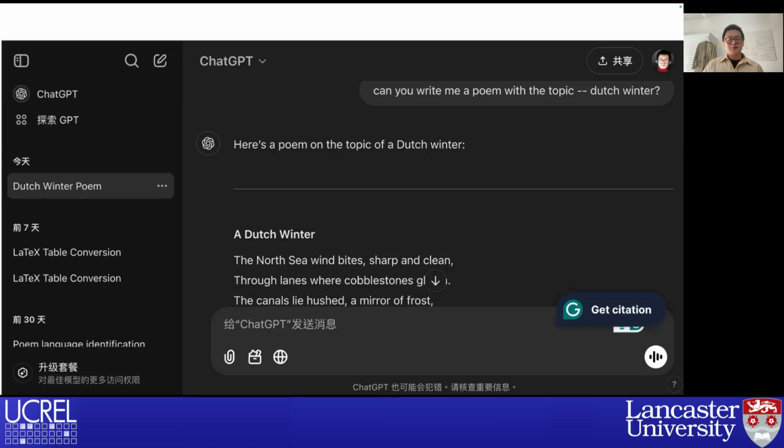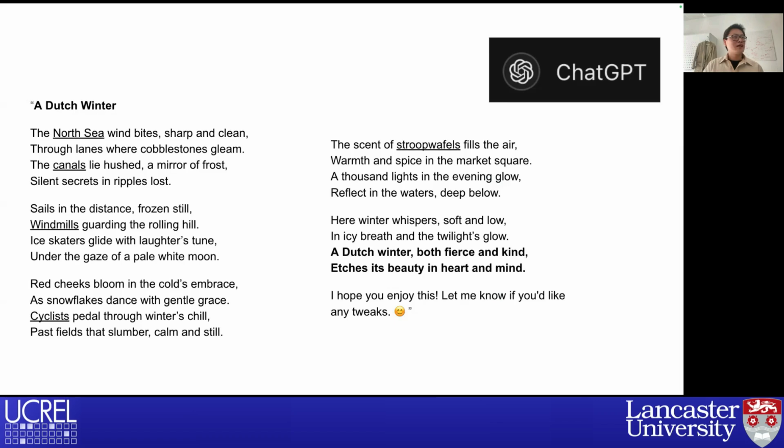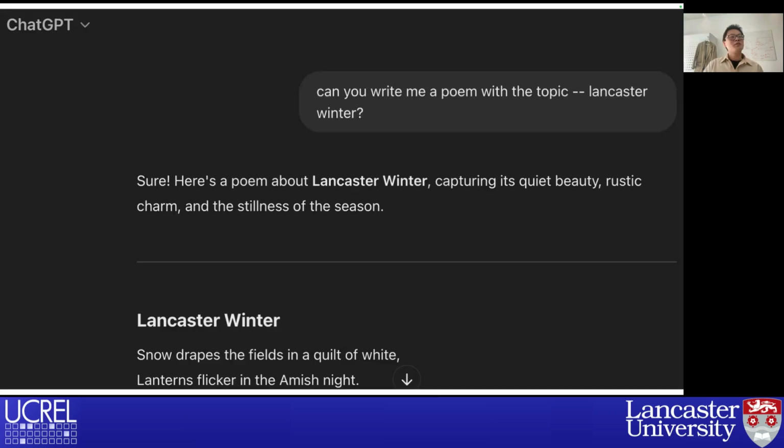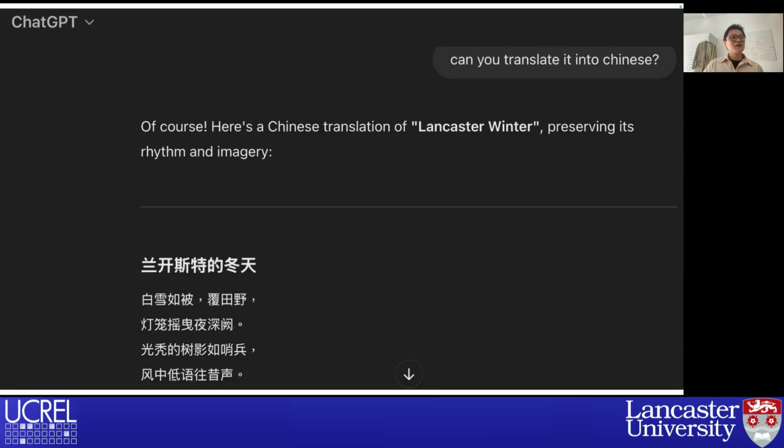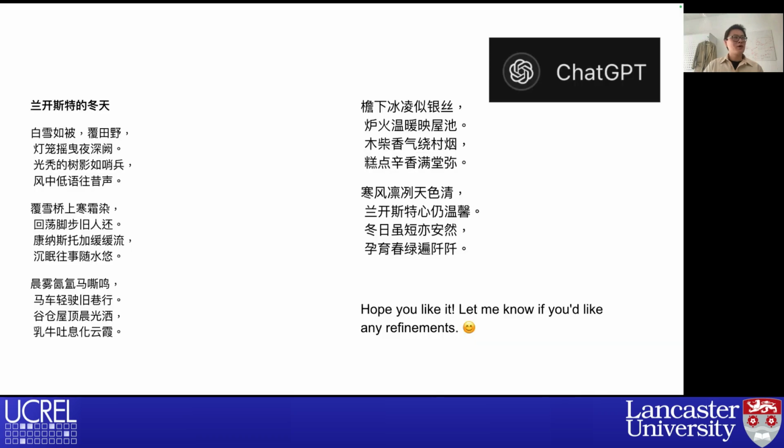So let's see, what is ChatGPT, which is getting popular now? I asked it to write a poem on the topic of a Dutch winter, because I came here, and it wrote something. I highlighted in the poem: North Sea, canals, windmills, cyclists, stroopwafels. These are all Dutch things. And then I asked, can you write the poem with a Lancaster winter? Then it wrote one. And it not only wrote one, but can also translate it into Chinese, which looks like a very poem-ish Chinese writing.